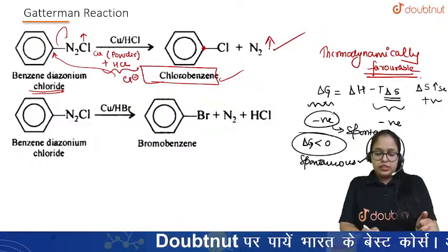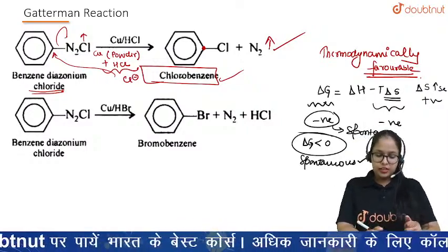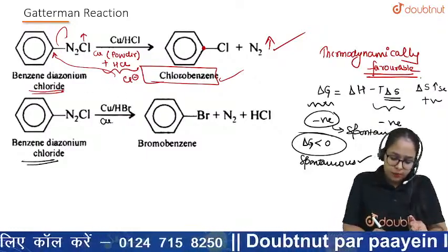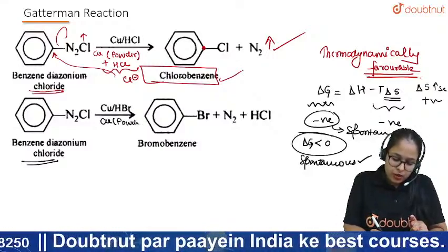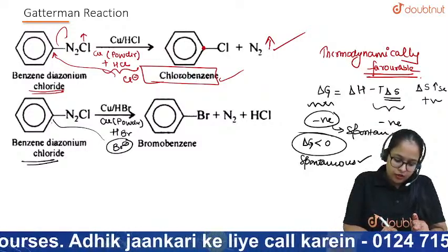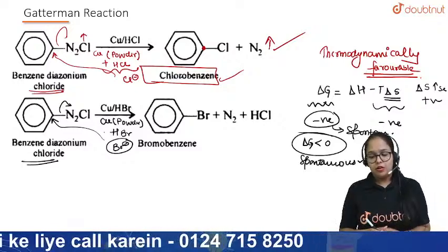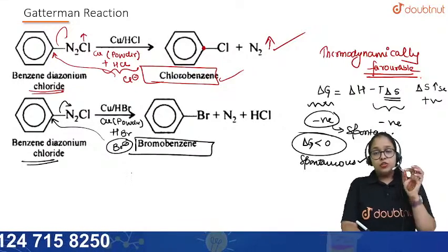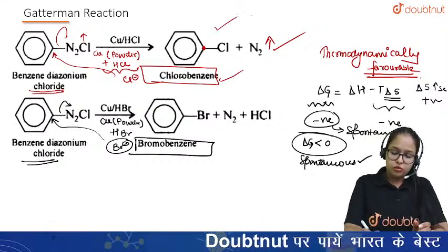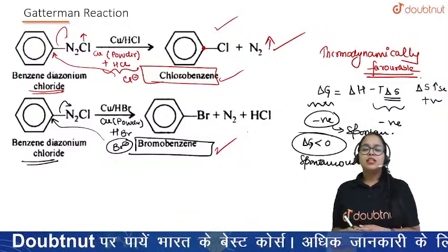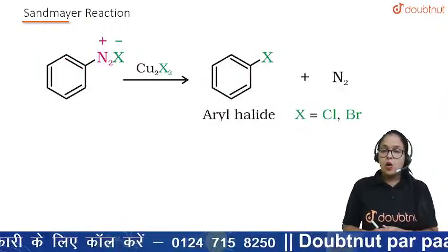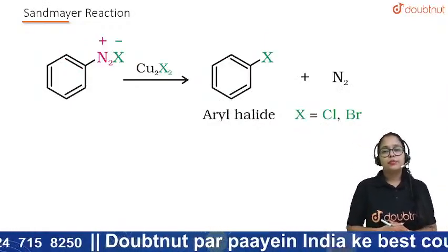To prepare chlorobenzene, you have to take copper powder and HCl. To prepare bromobenzene, you have to react benzene diazonium chloride with copper powder, and now instead of HCl you have to take HBr, because here Br minus will act as your nucleophile, attack it, remove N2 and form your bromobenzene. You must remember the Gattermann reaction is only used for preparation of chlorobenzene and bromobenzene. Iodobenzene and fluorobenzene cannot be easily prepared by this reaction, right? Also, we have another method to prepare chlorobenzene and bromobenzene.